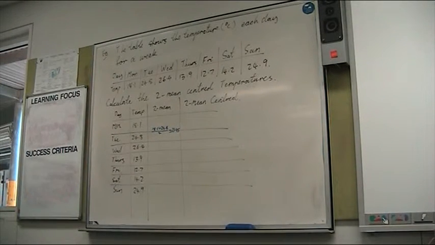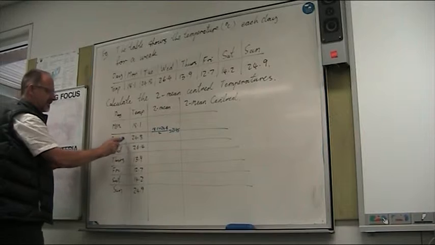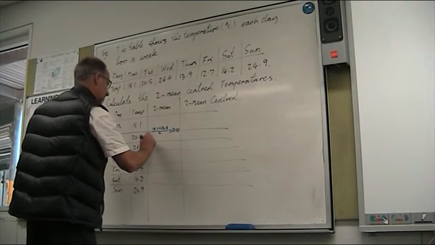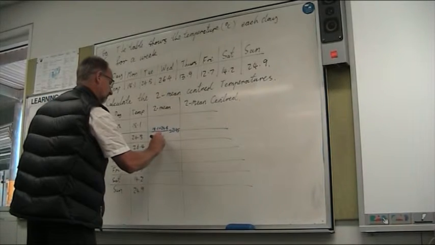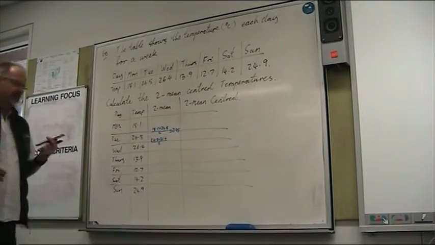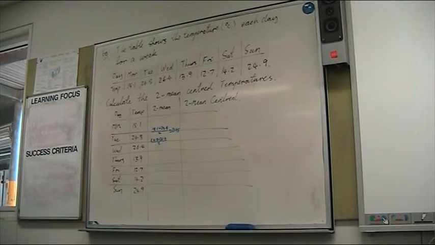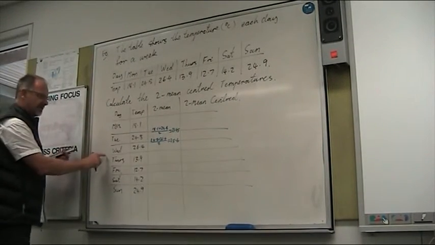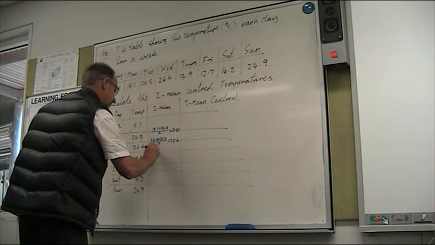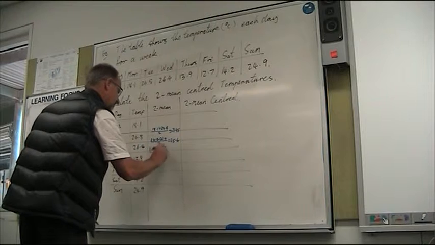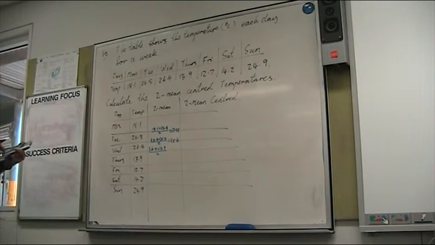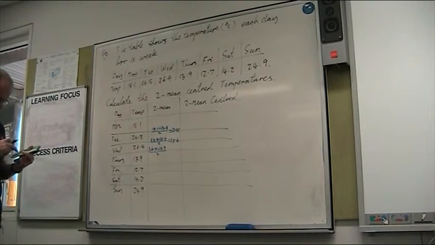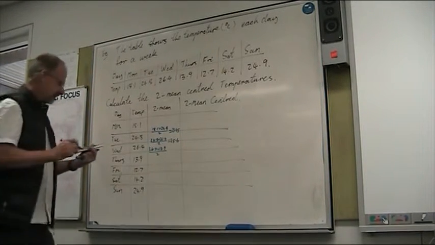All right, and so we would do the same. So then we go to the next two, Tuesday and Wednesday, and that puts them right again halfway between Tuesday and Wednesday. Divide that by 2, 25.6. And then we'll do Wednesday and Thursday. So 26.4, 13.9, divide that by 2. That's 20.15.